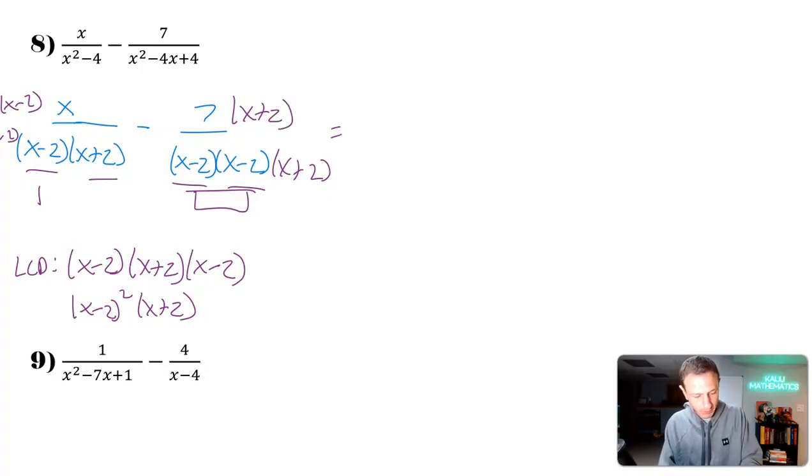So let's see what happens. On the top here, I'm going to do x times x times negative 2. So that's going to be x squared minus 2x. And then same thing as I said before, this is going to be 7 times x, 7 times 2, but we are subtracting that off. So I'm going to put that in parentheses, and then I'm going to do a separate step for that.